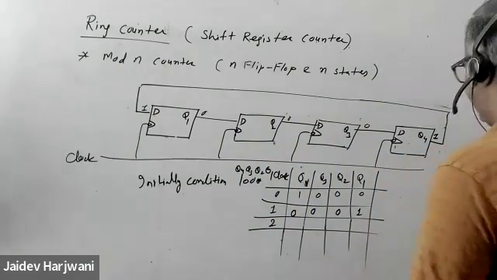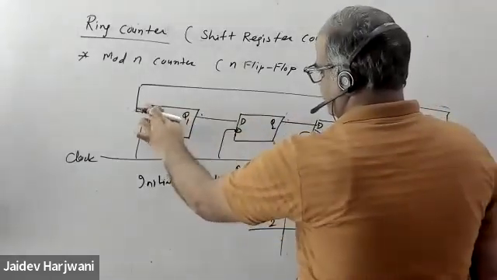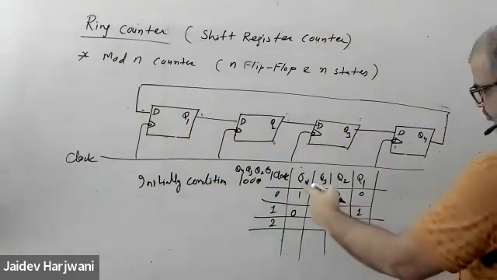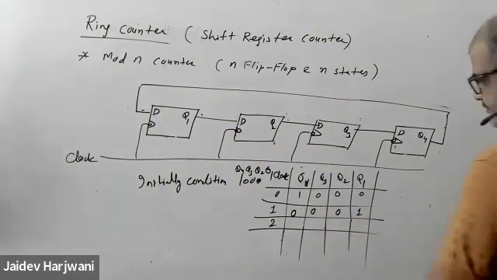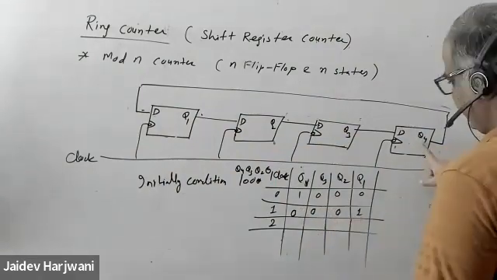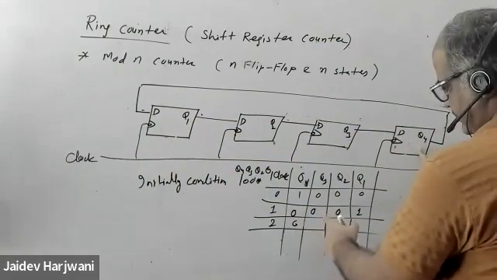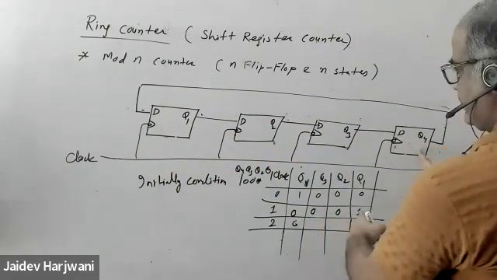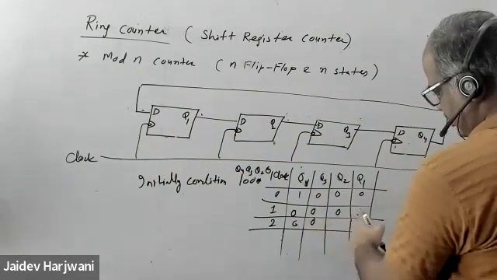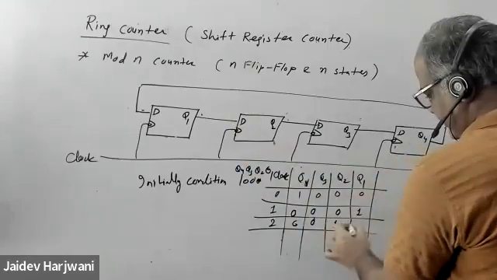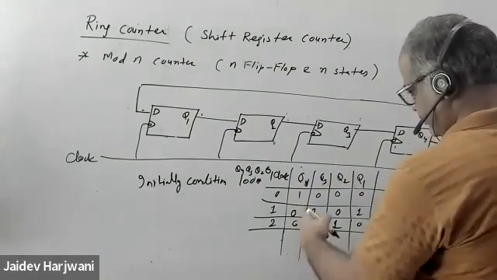For the second clock, you have to remember what the outputs are. Q4 is the input for Q1. Q4 is 0, Q3 is 0, Q2 is 0. So Q4 input is 0, so this becomes 0. Similarly, Q3 is 0, so 0. Q2 is 0, so Q3 is also 0. Q1 is 1, so Q2 becomes 1. Q1 becomes 0, because Q4 was 0.